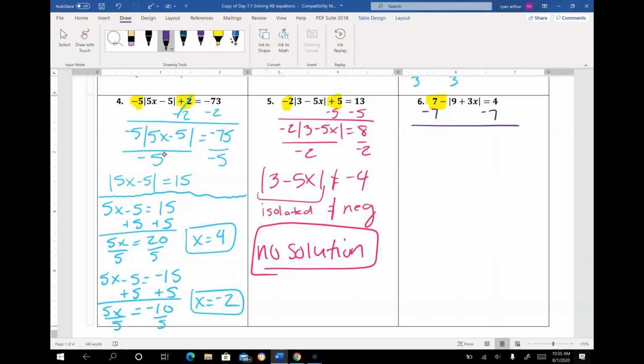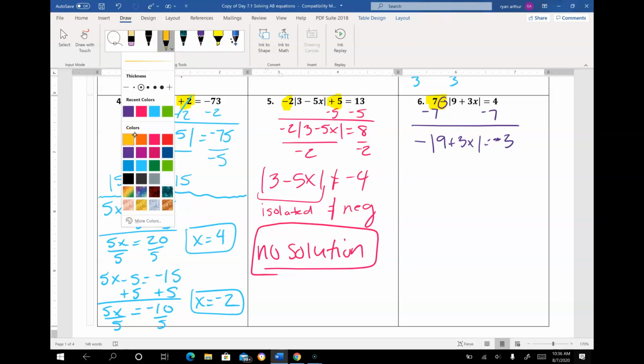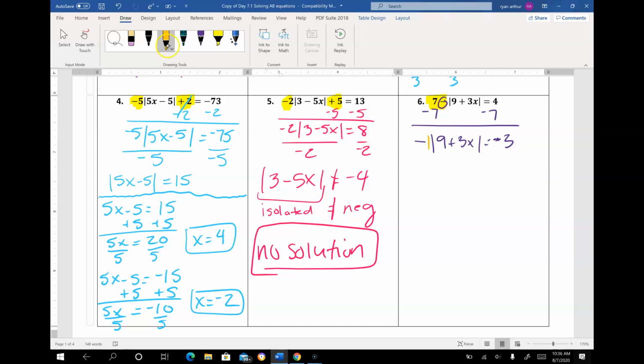Now, when you subtract that 7, that negative is still there. Okay, remember there's an understood 1 right there. So it's going to be -9 plus 3x is equal to -3. Now, remember, that's an understood -1. If you want to write that in there, you can. Let's write it in there. That's an understood -1, so we're going to divide by -1 here. And I get 9 plus 3x is equal to +3.